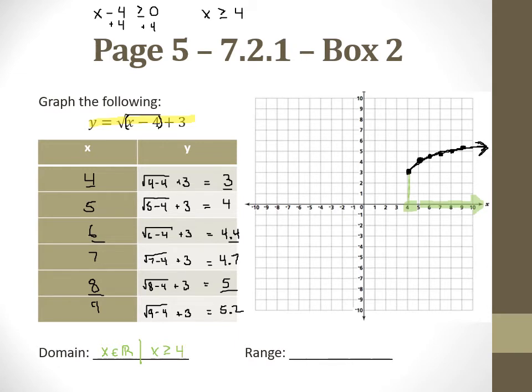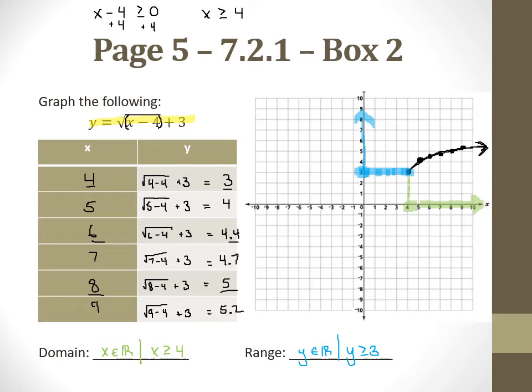Then for the range, we're looking for the y values. So my lowest possible point here, the bottom of this curve, this starting point, is at a y value of 3. And then the whole graph goes upwards from there. So y is greater than or equal to 3. So we would say y can be any real number such that y is greater than or equal to 3.